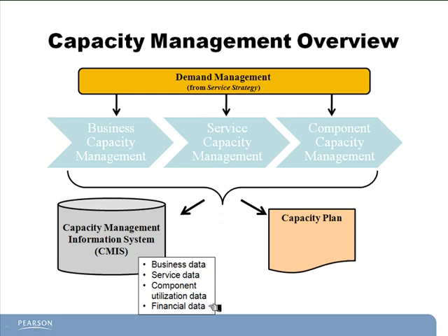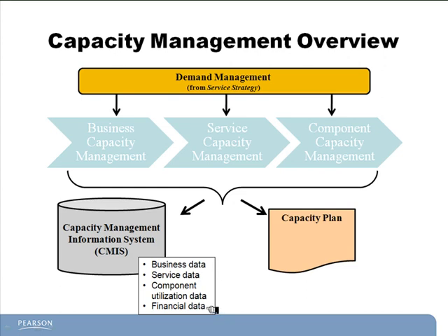The first three make some sense because they align with business data, service data, and component utilization data. But it also needs to be able to store financial data because capacity management is all about providing cost-justifiable IT capacity. So we need this financial data to crunch along with this techie data so we can get a full and accurate picture of our capacity. For the exam, you'll also need to remember that the CMIS, the Capacity Management Information System, stores these types of data.